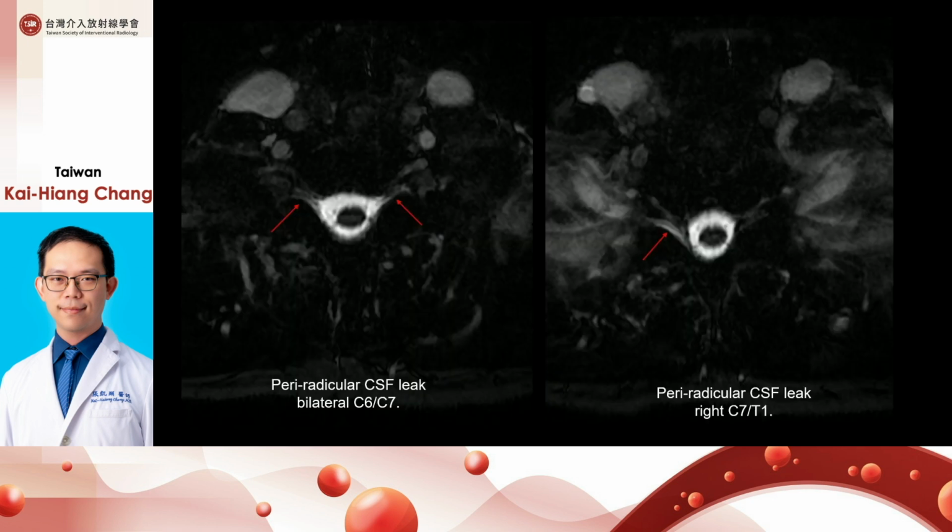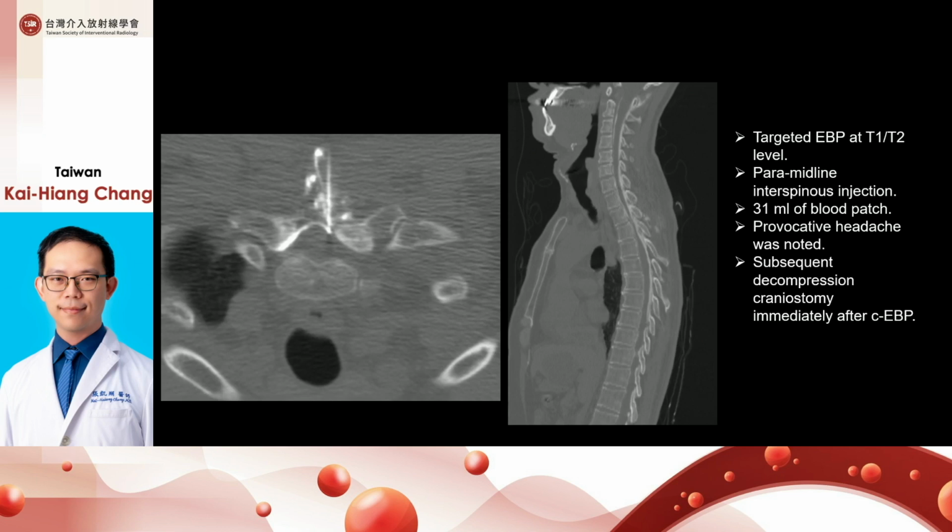The MR myelography later confirmed a multi-level periradicular CSF leak at the cervicothoracic junction. So I performed a targeted EBP at the T1, T2 level with a paramidline interspinous injection of 31 milliliters of blood patch. And the patient received a subsequent decompression craniectomy immediately after EBP.